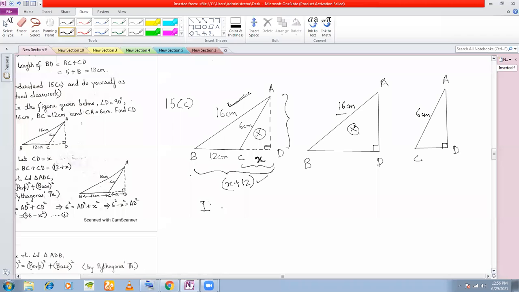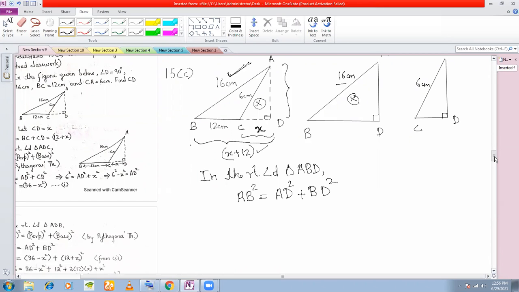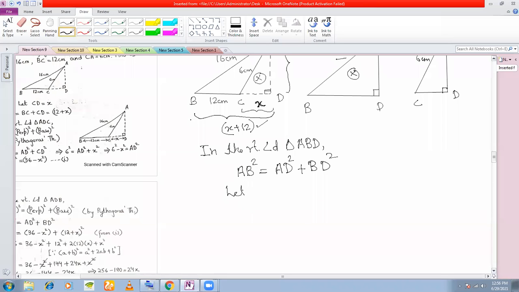So in the right angle triangle ABD, which one is my hypotenuse? AB is my hypotenuse. So AB square, hypotenuse square, is equal to perpendicular. AD is the perpendicular, so AD square plus, which one is my base? Base is BD square, right? So what happens if I say let CD is equal to X, right? So therefore, how much is BD? BD is X plus 12, right?